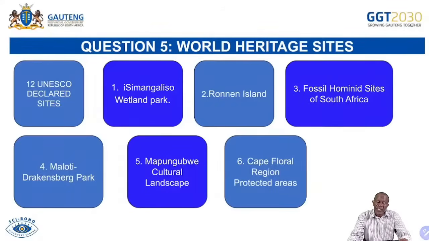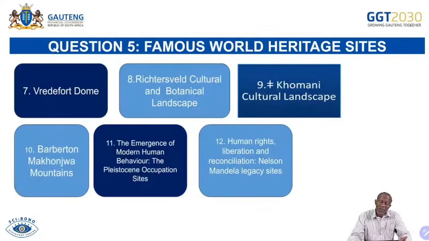Question 5, it's your World Heritage Sites, and all these World Heritage Sites are located in South Africa and are prescribed for you. They are 12 in number. The first one is iSimangaliso Wetland Park, followed by Robben Island, the Fossil Hominid Sites of South Africa, the Maloti-Drakensberg Park, Mapungubwe Cultural Landscape, and the Cape Floral Region Protected Areas. These are some of your prescribed World Heritage Sites.